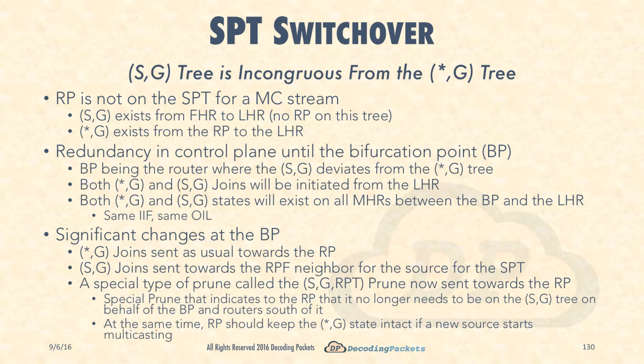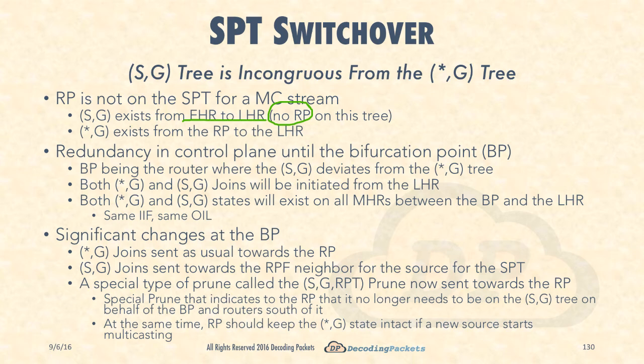The other scenario could be that the RPT is not on the SPT at all for that particular multicast stream. So the tree, instead of being congruent, is now incongruent. The S,G is not exactly the same as the *,G. Now what would happen is the S,G simply exists from the FHR to the LHR, just like we saw earlier. So for that particular tree, the S,G, there is no RP on that tree. It just simply exists from the FHR to the LHR with a bunch of middle hop routers.